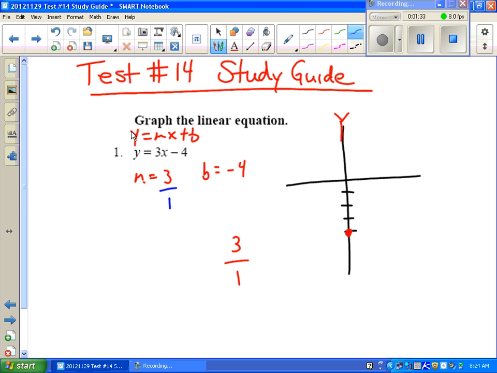It's always up or down over how much it's going to go left or right. Since this is positive, it tells us to go up 3 times. Since this is positive, it tells us to go to the right 1 time. So from the point where we begin, we go up 1, 2, 3 times, and we go to the right 1 time for our second point. Once we go up 3 times and to the right once, we have our second point. We can draw a line through both of them. And that's the graph of your first line.